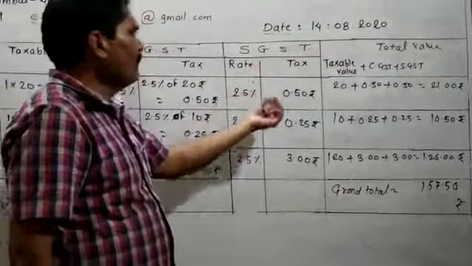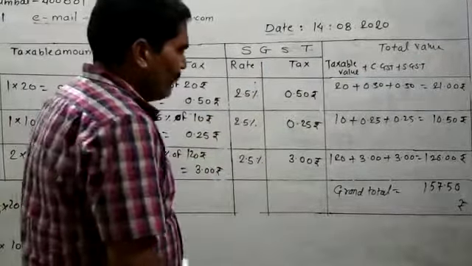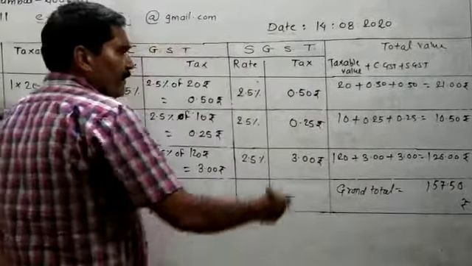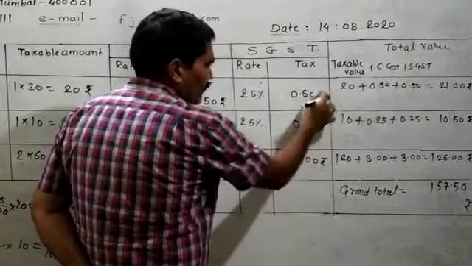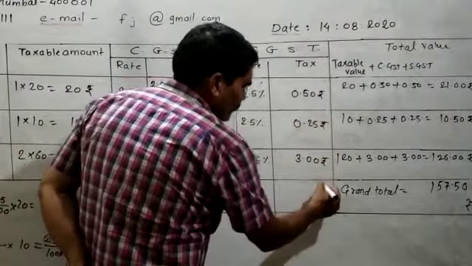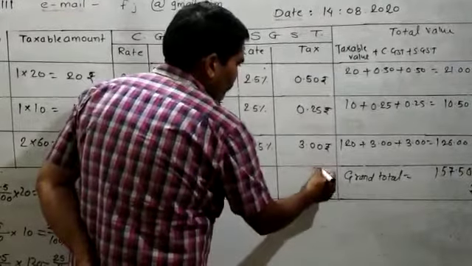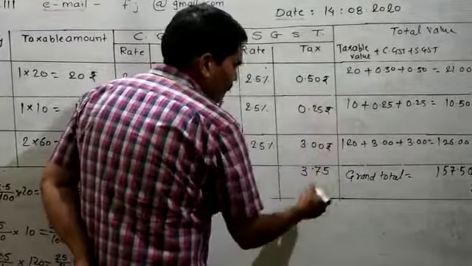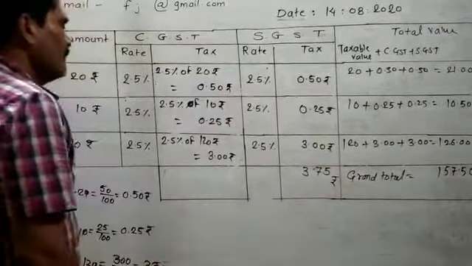Then you have to find out how much CGST he paid to the government, means how much CGST he paid. If you want to find out, you have to do the addition of these three. 5 plus 0 plus 0 is equal to 5. 5 plus 2 is equal to 7. And 3 plus 0 plus 0 is equal to 3. Rupees 3.75 they are paying as CGST.